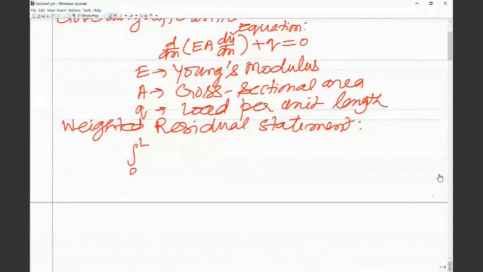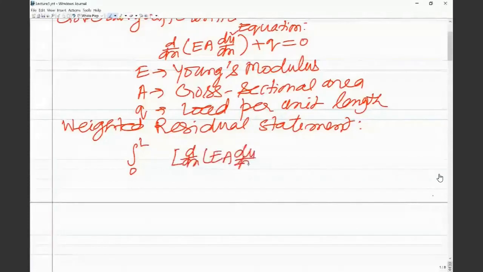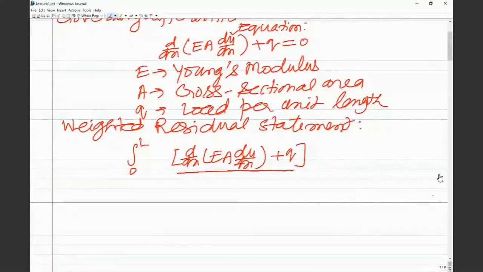and then we have the residual, which is d by dx of Ea into du by dx plus q. As I said, when we substitute the approximate solution, if u was an exact solution of the problem, then this term would be equal to 0. But when we substitute an approximate solution, this is not 0. Of course, we have transferred all the terms to the left hand side, and whatever we get, we call it the residual. So this is the residual.